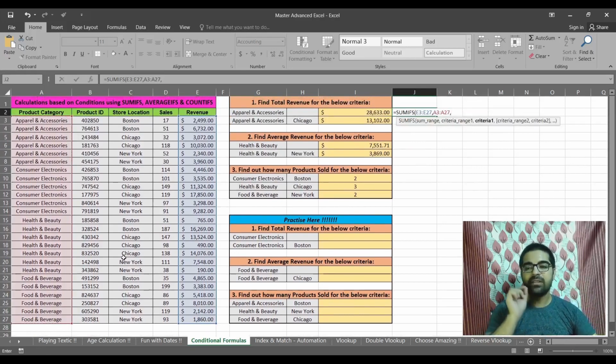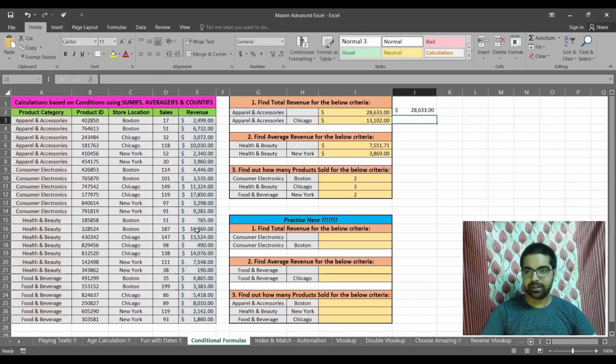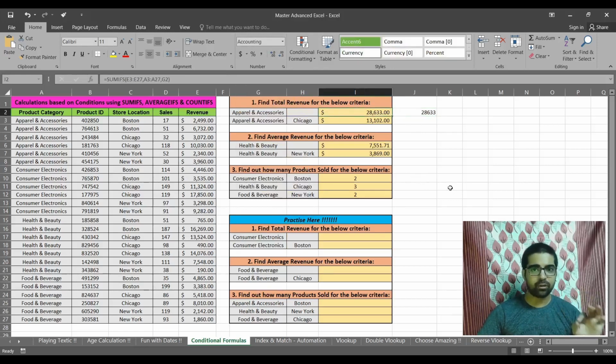Now you have to give where is criteria 1. This is our criteria 1. Bracket close, enter. See, you got 28,633 as I got 26,633. Okay, don't worry about this formatting. If you try, you may get an answer like this, 26,633. But don't worry about that. I have done some formatting here. I will tell you what the formatting is.